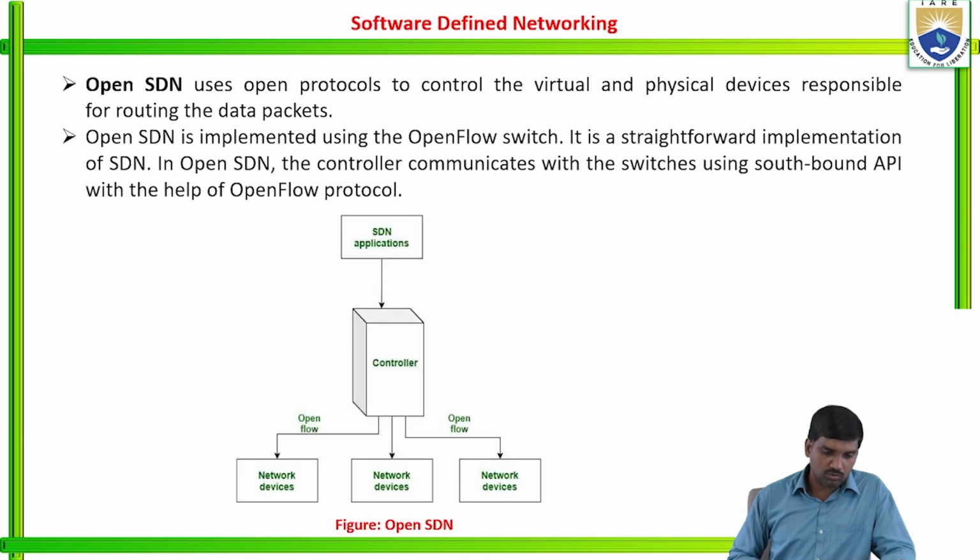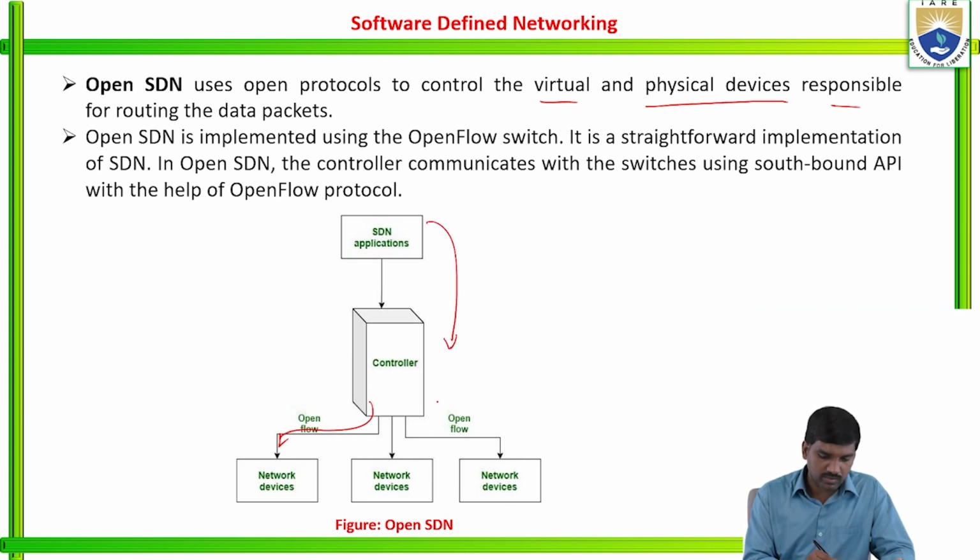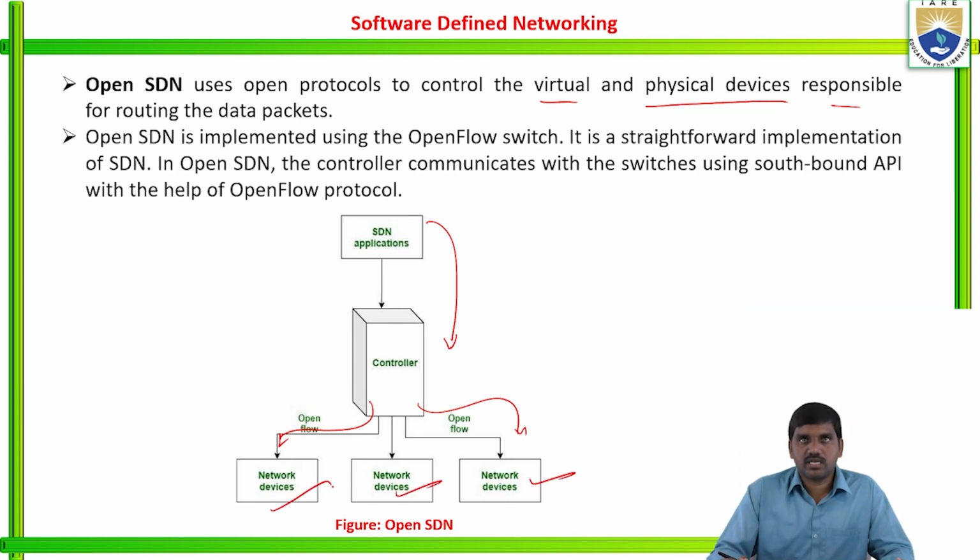So let's start with Open SDN. Here Open SDN uses open protocols to control the virtual and physical devices responsible for routing data packets. Here the SDN applications define the controller part. Under the control part, it is OpenFlow and the OpenFlow network devices. So this is just the block diagram of Open SDN.